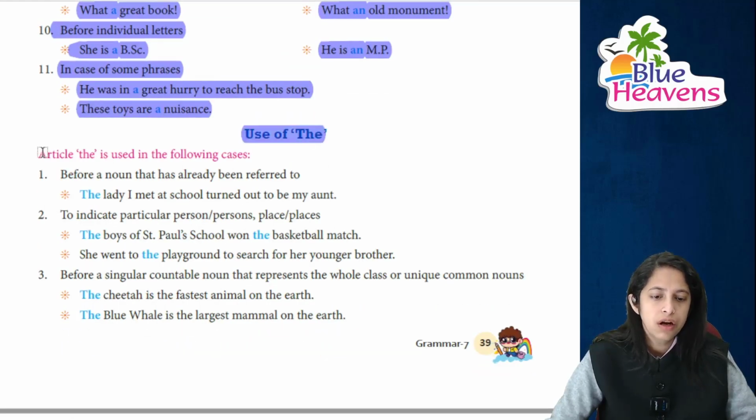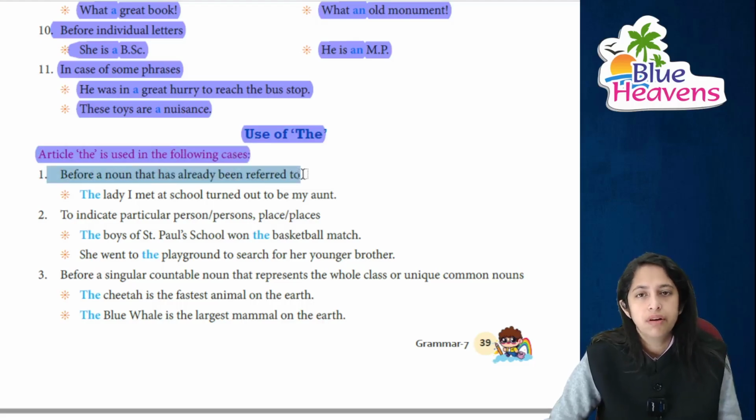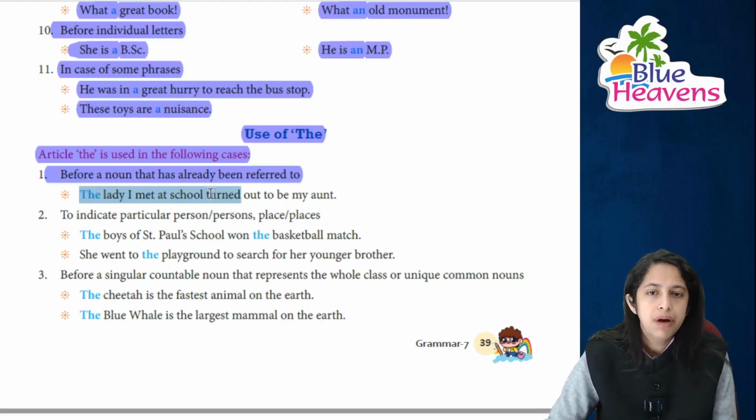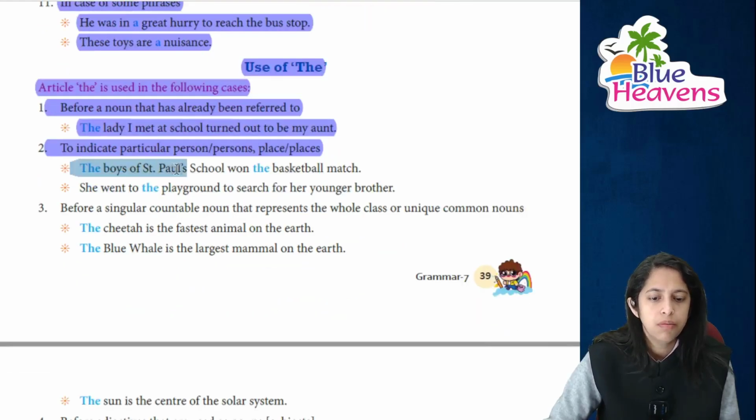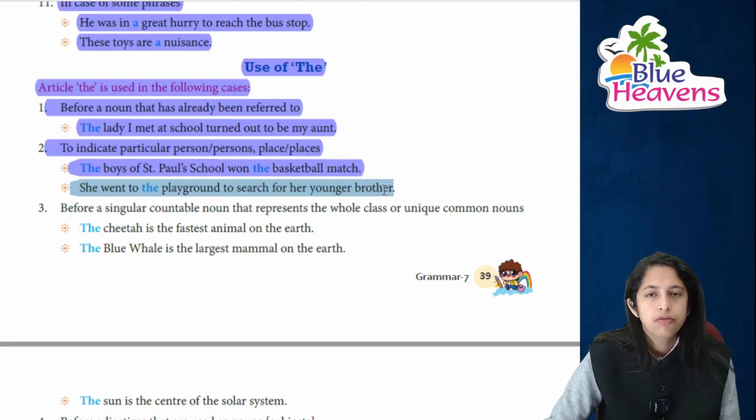So uses of the. Article the is used in the following cases: before a noun that has already been referred to. जैसे कि the lady I met at school, it turned out to be my aunt. वो मेरी aunt है. To indicate a particular person, places and things के लिए, the boys of St. Paul's School, they won the basketball match and she went to the playground to search for the younger brother.